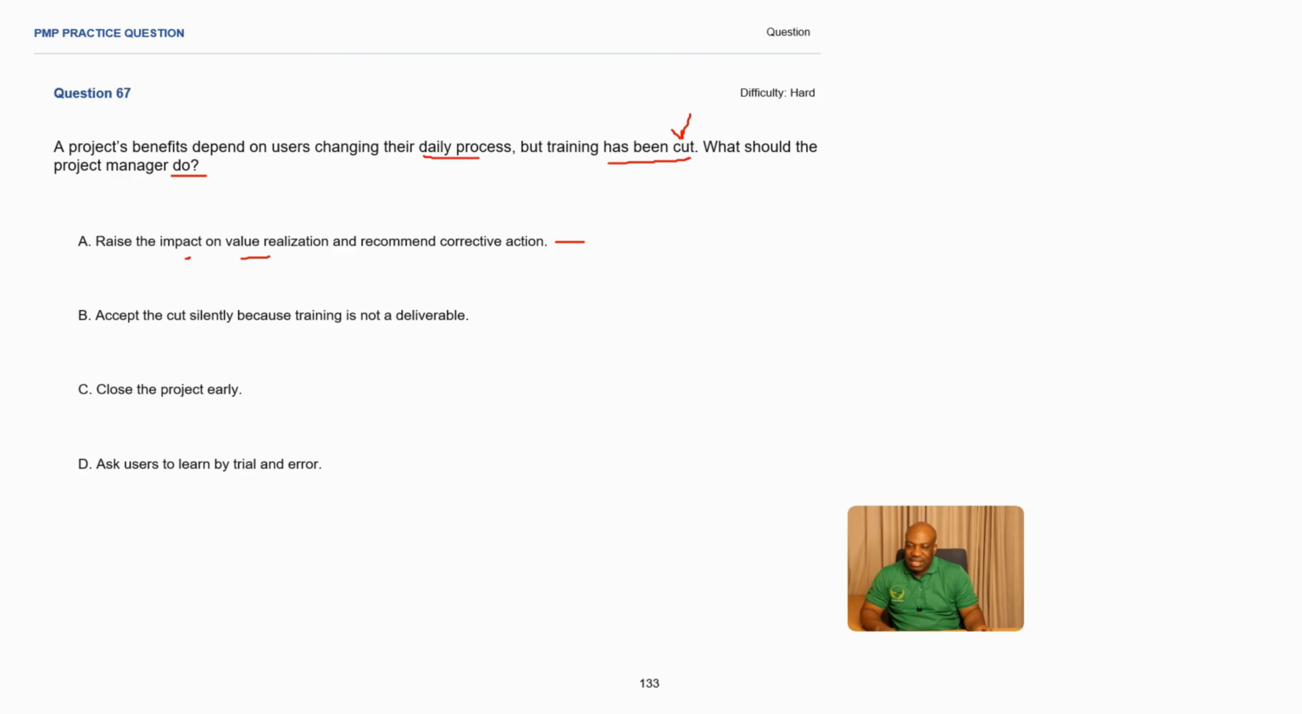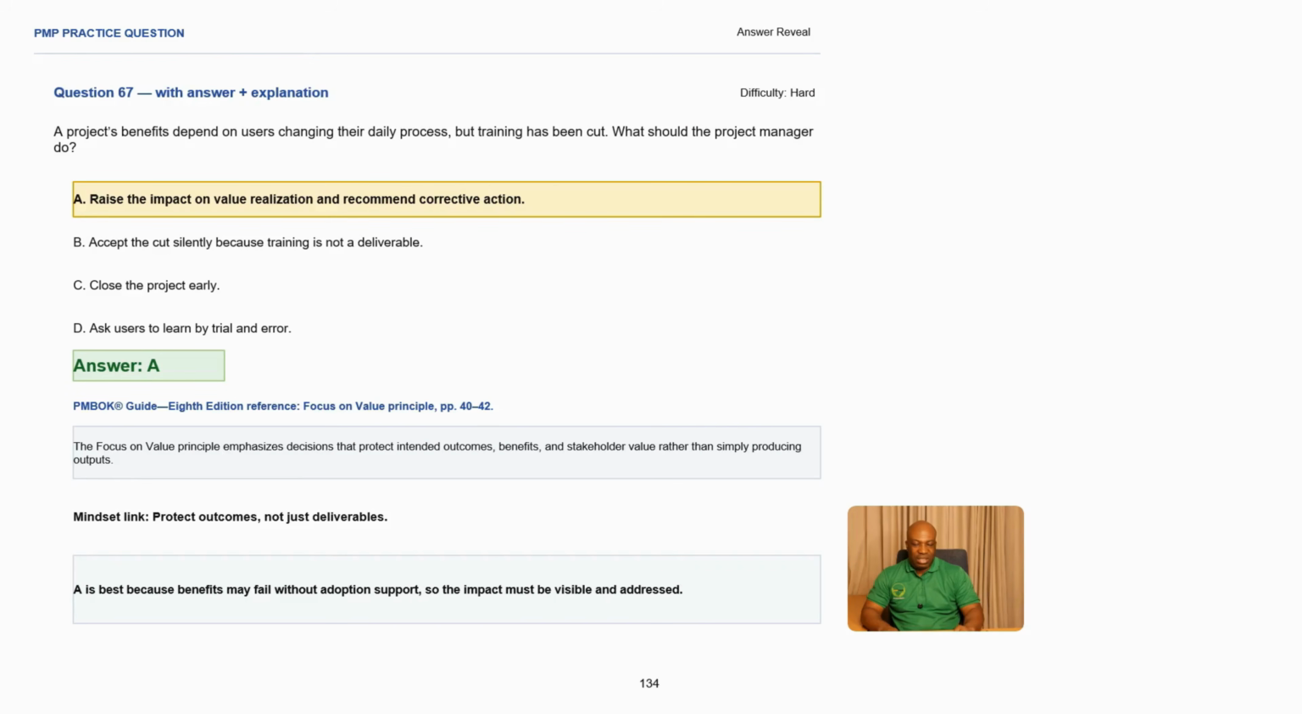B, accept the cut silently because training is not a deliverable. Training is one of the most important activities in a project environment. You need to train your team and make them capable of delivering the deliverables, making this one incorrect. C, close the project entirely. You don't just close the project because the training has been cut. So this one cannot be the correct answer. D, ask users to learn by trial and error. You don't do trial and error. During execution of a project, you need to develop your team so that they are capable. So the difficulty level of this is also hard, and the best answer here is A.